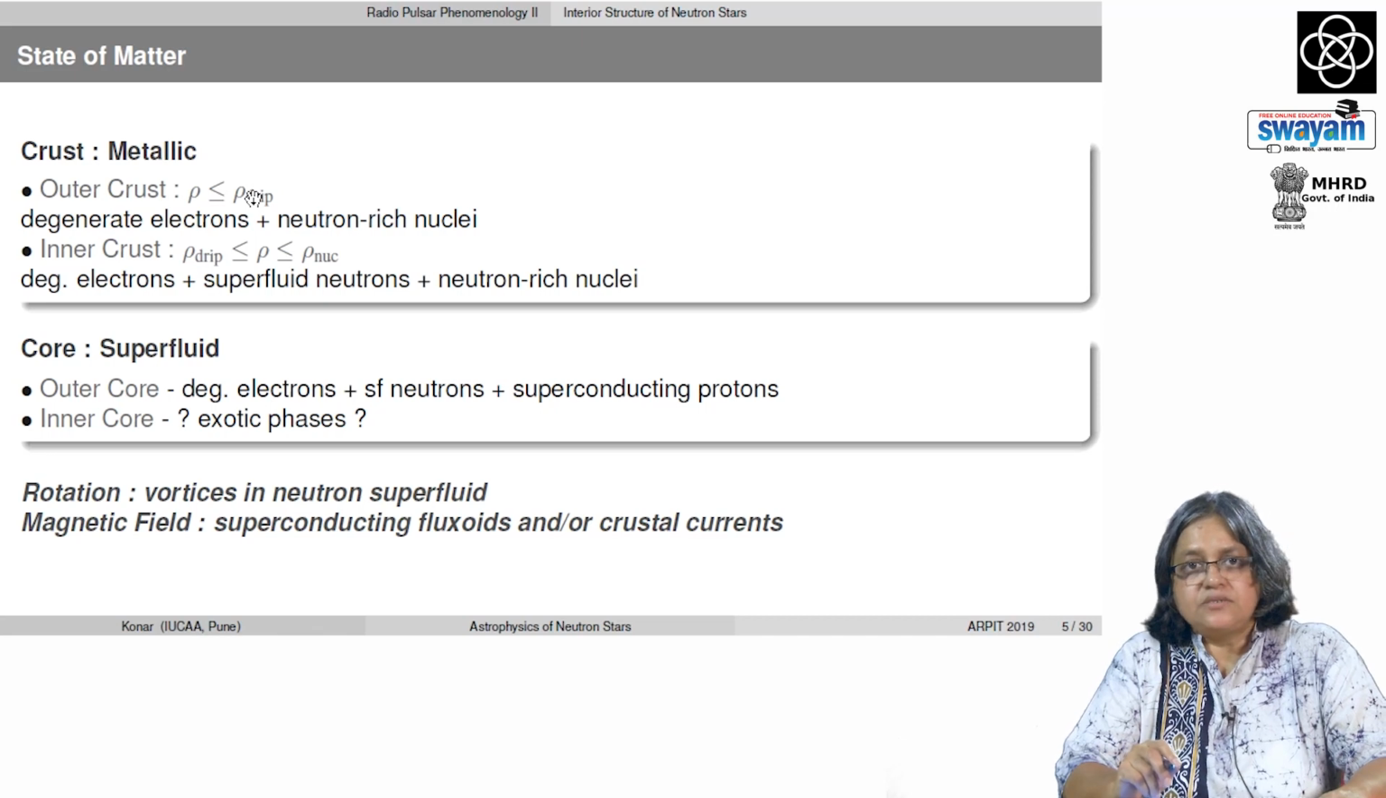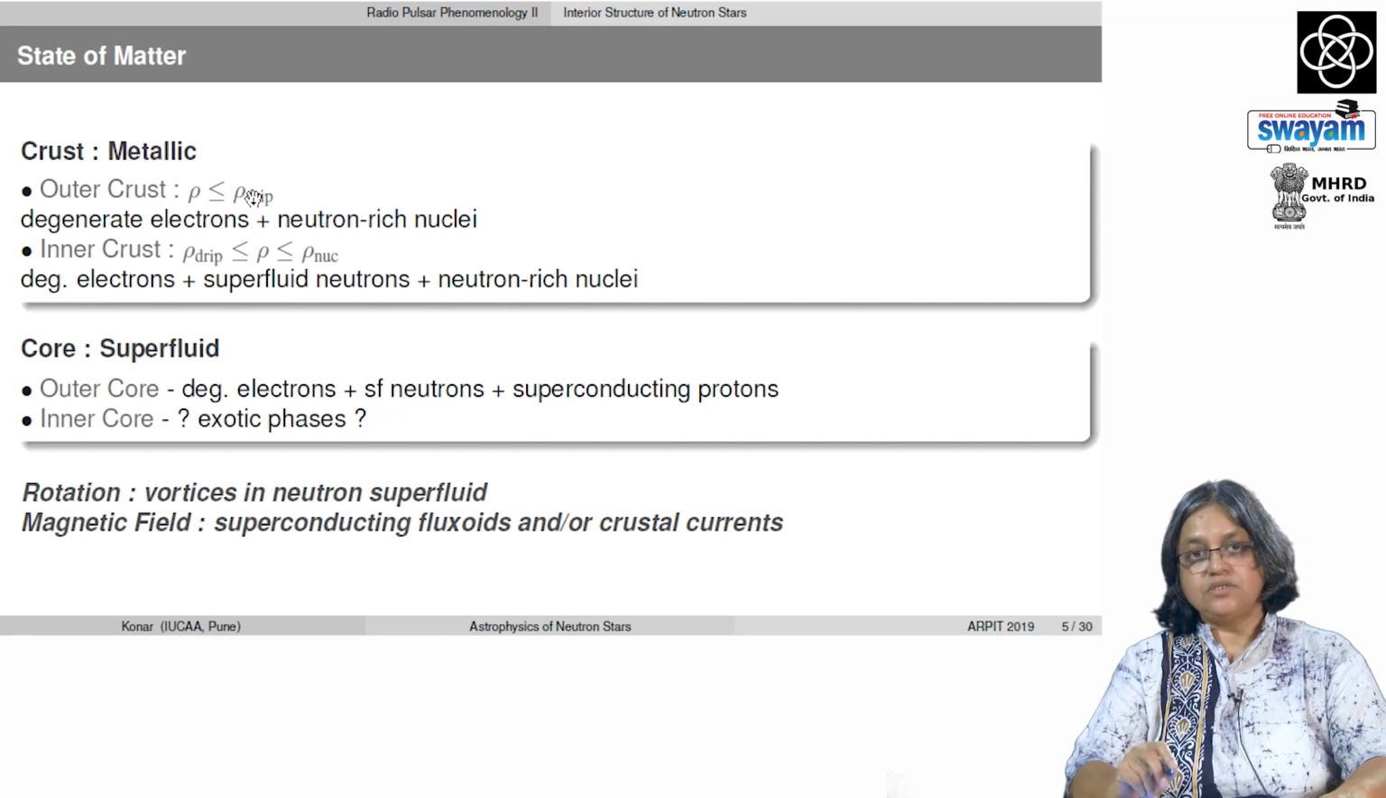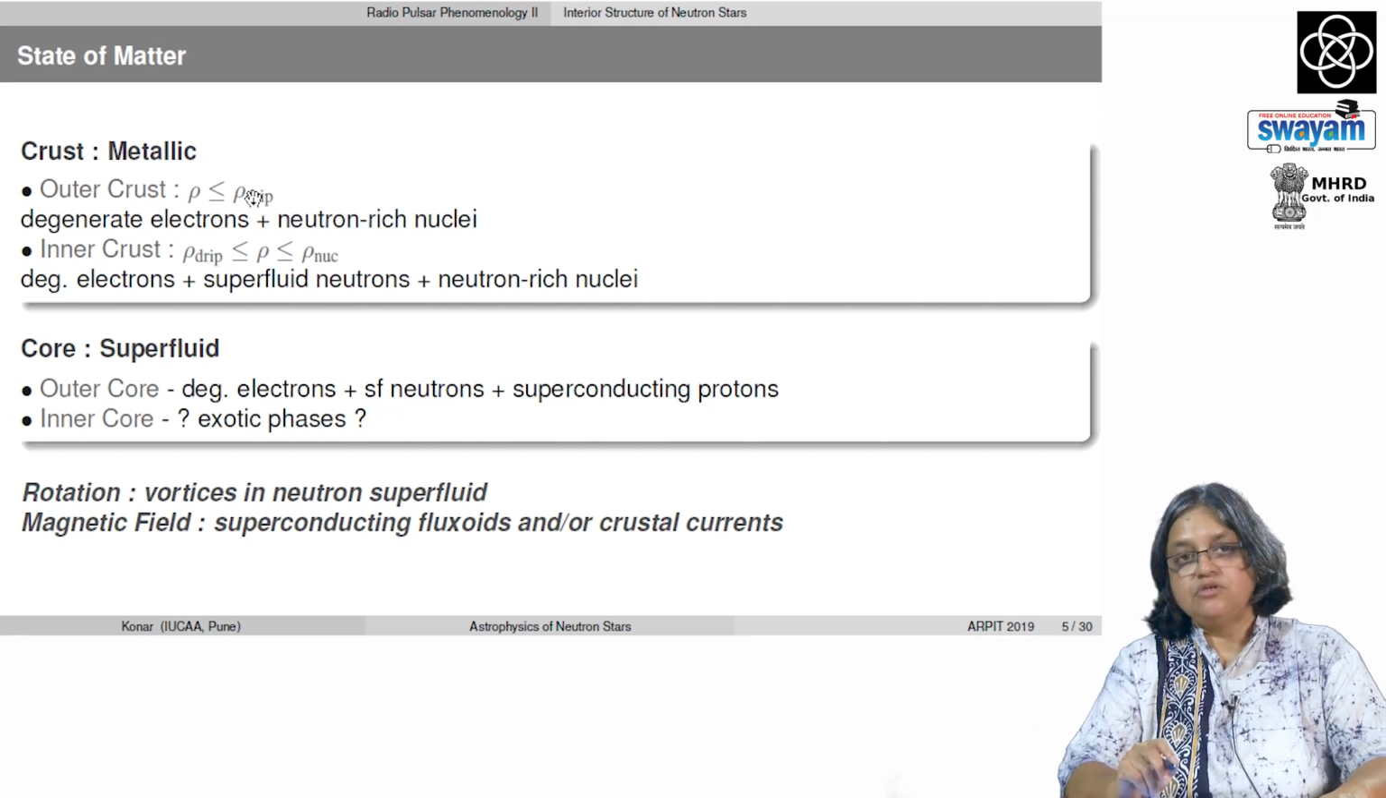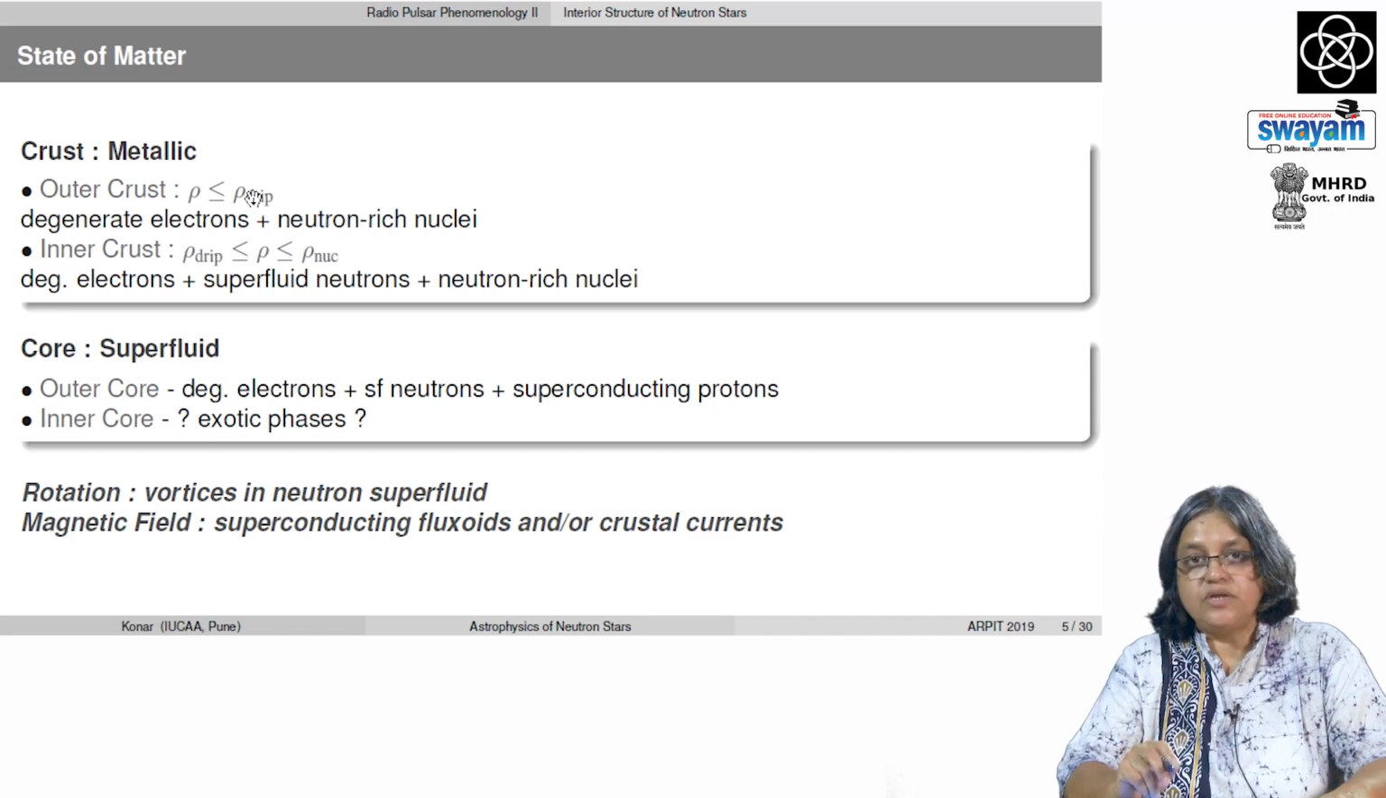In the inner crust, where the density is larger than drip density and smaller than the nuclear density, we have degenerate electrons plus neutrons, these free neutrons which become superfluid there, and also neutron rich nuclei.